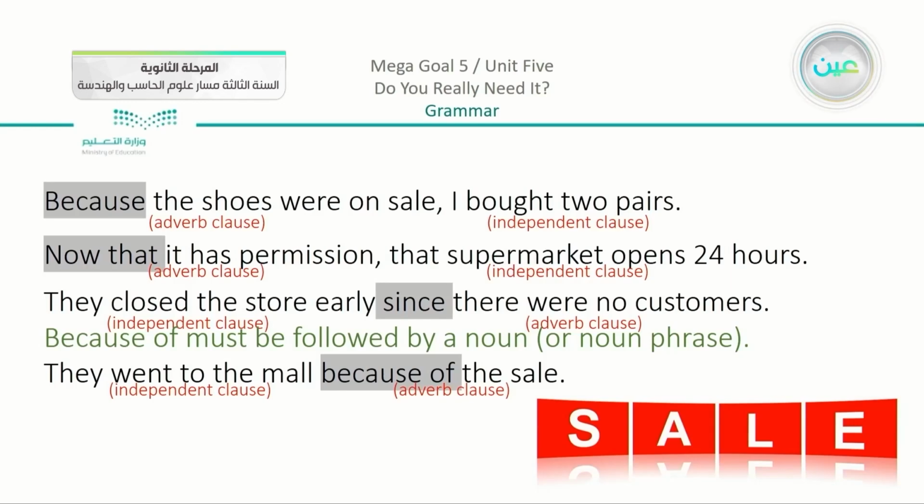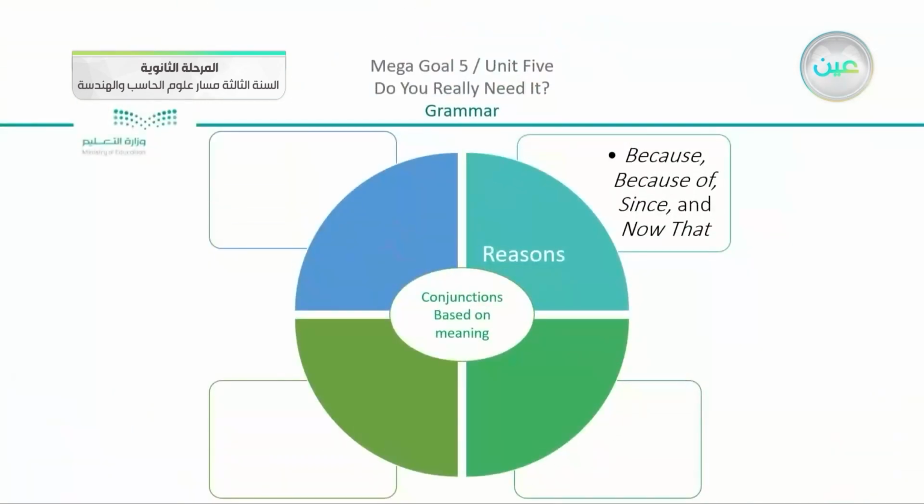And we have the same idea with the fourth. "They went to the mall because of the sale." Now why did we go to the mall? Because of the sale. Now you can see that in all 4 examples, I asked why. Why did I ask? Because I am giving the reason. So this means that I have here the conjunctions because of, since, and now that.